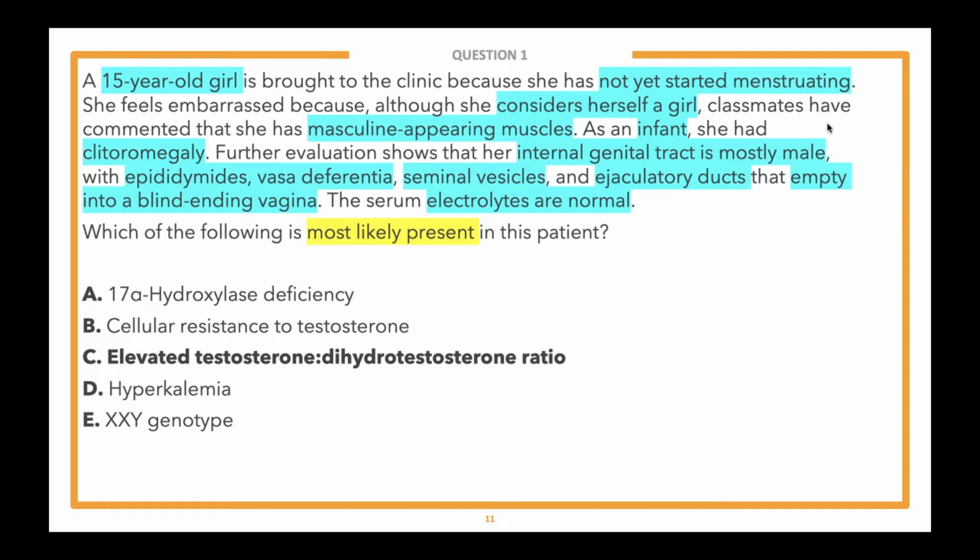Patients with AIS, or androgen insensitivity syndrome, show no evidence of virilization because there's a receptor issue in the androgen receptor, so it's a lack of any androgen effects. This patient does have virilization, so it's also not the best answer choice here. And then lastly, answer choice A, 17 alpha hydroxylase deficiency.